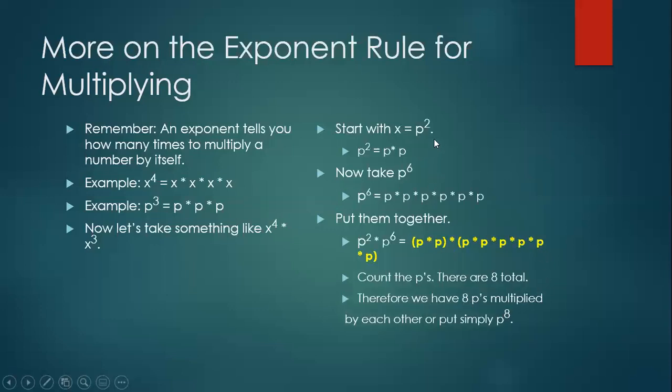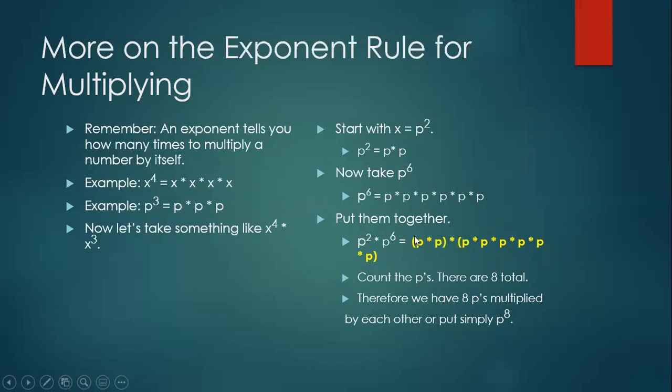Now, let's take p to the 2. Sorry for this typo here. But we're looking at p to the 2. P to the 2 is p times p, right? There's 2 of them. P to the 6 is p times p times p times p times p times p. There's 6 of them, right?